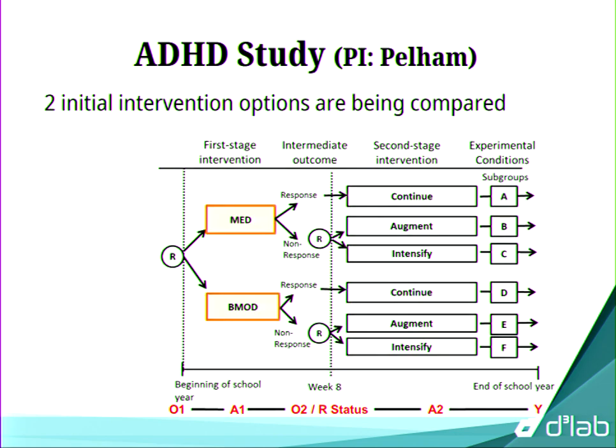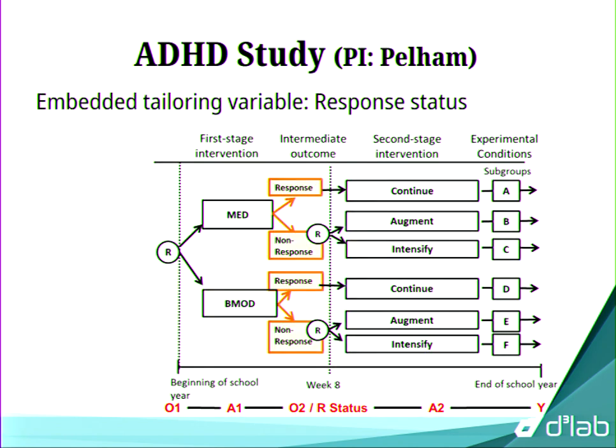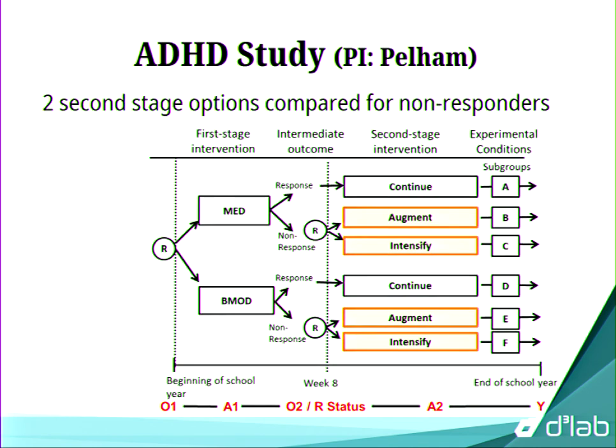So what is happening here? There are two initial intervention options that are being compared. Medication, low dose of medication, low dose of BMOD. Slow me down if I'm going too fast, okay? Then response status was assessed monthly. It's kind of like a moving target. Do you see that? Kind of like in the extent study, where every month the kid can transition to the second stage because he can be classified as a non-responder. There are two second stage options that are being compared, augment versus intensify.